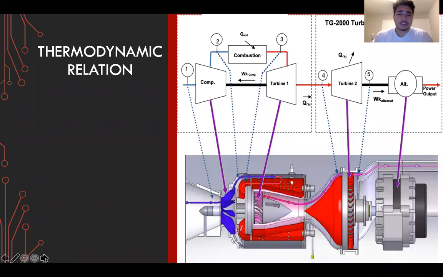Next is our thermodynamic relation. In the top left dotted diagram, we have stage 1, 2, and 3. Our compressor, our combustion chamber, where we have Q being added, and then our turbine 1. So that is also known as the Brayton cycle, as some of you may remember from thermodynamics. Next, I'll enter our right side diagram, turbine 2, our free turbine, that's connected to our alternator. Work is being put in from the shaft, from the free turbine, and then we'll get our power output.